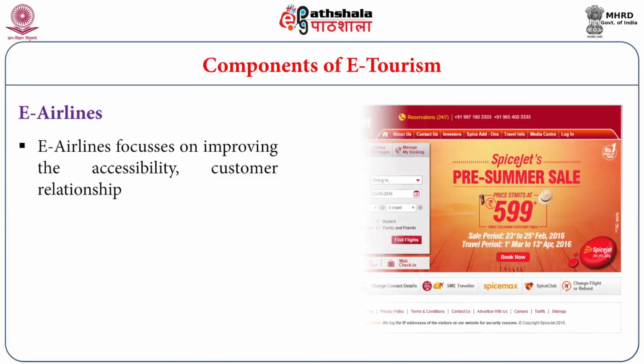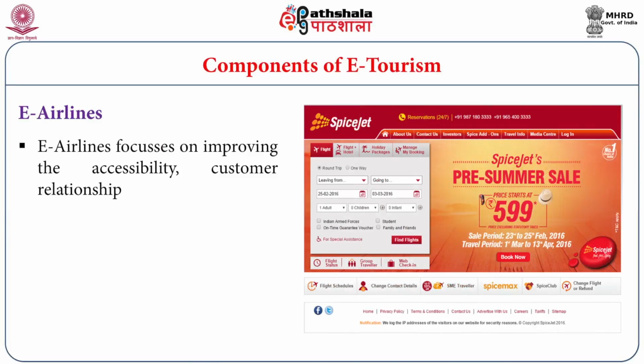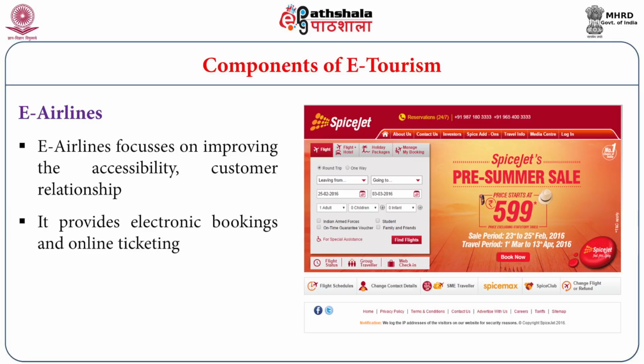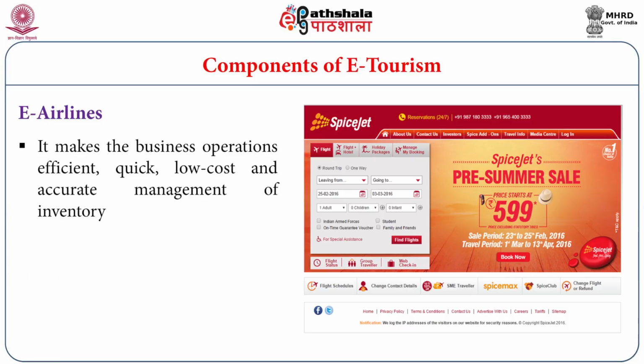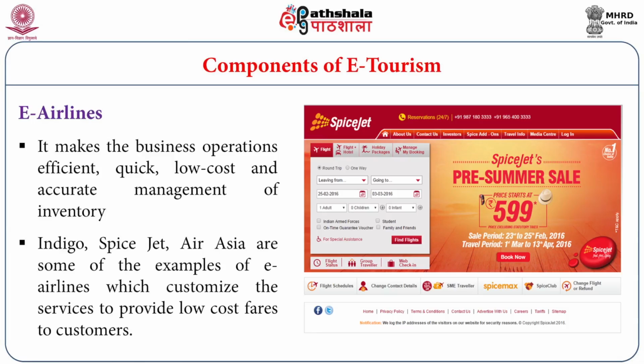E-airlines. E-airlines focuses on improving accessibility and customer relationship. It provides electronic bookings and online ticketing. It also has e-auctions for last-minute deals to the customers. It makes business operations efficient, quick, low cost, with accurate management of inventory. IndiGo, SpiceJet, AirAsia are some examples of e-airlines which customize the services to provide low cost fares to customers. The screenshot you are seeing is of SpiceJet, which is an e-airlines website.